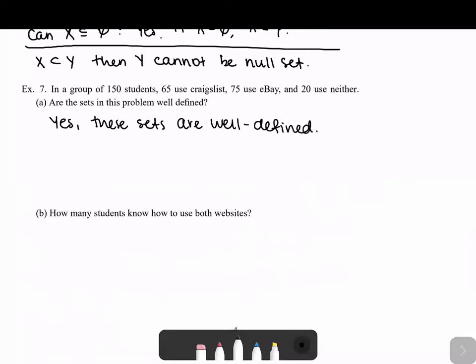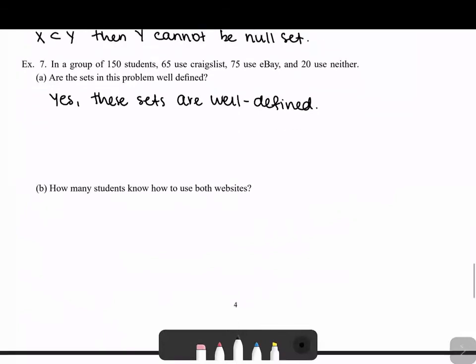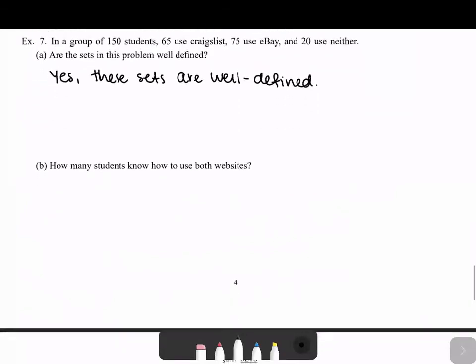Okay, so now we want to know how many students know how to use both websites. So this is saying how many students use Craigslist and eBay. So remember that and with sets corresponds to intersection. So I think that the problem solving method that I would want to use is to draw a picture. I like to draw pictures to solve my problems. So that's what I'm gonna do here.